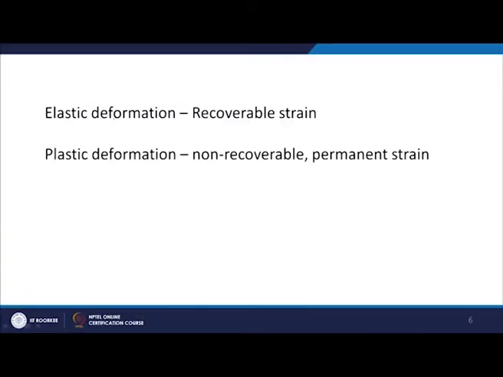Now, this we have already discussed. There will be two parts of this tensile stress strain curve. Elastic part, that will be recoverable strain. You will have linear dependence of stress on strain and so on, and plastic deformation which is non-recoverable and will be permanent.